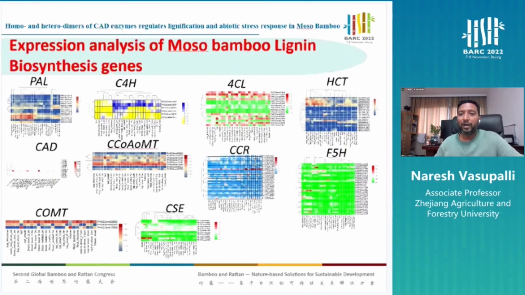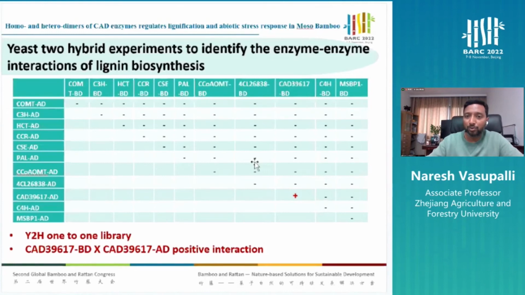So to identify lignin biosynthesis gene interactions, initially we identified all the lignin biosynthesis gene copies. Based on the expression analysis and co-expression analysis, we shortlisted some of the genes. And we did Y2H experiments to identify enzyme-enzyme interactions of lignin biosynthesis. In this way, we were able to identify only CAD homodimers, CAD 39617. Later, we named this one CAD2, Moso bamboo CAD2. So we took the CAD as a base, and we did other experiments for these genes.